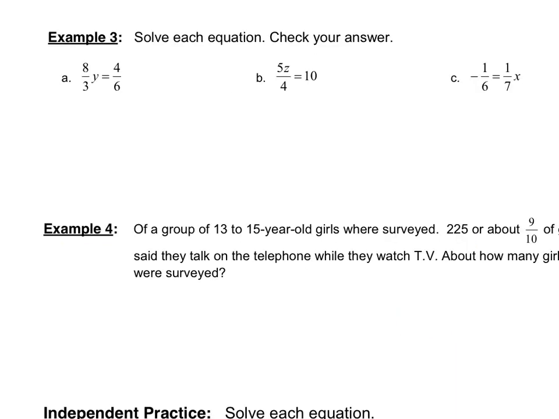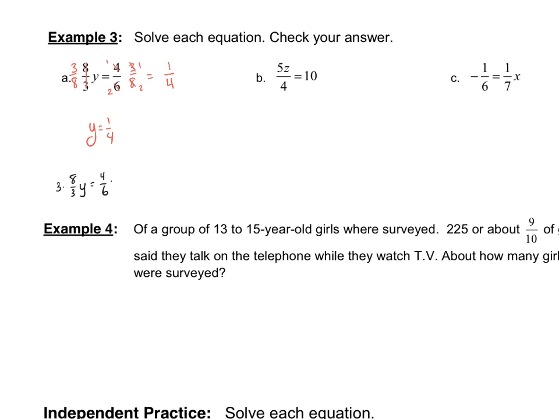Okay, solve each equation here. I see that 8/3 is being multiplied by y, so I have two options. I can start by multiplying by 3, or I can multiply by the reciprocal right away. It's up to you. If I multiply by the reciprocal, remember that we can cross simplify, so this would be 1 and 2, and this would be 1 and 2. And so my answer is 1 over 4. So y equals 1/4.